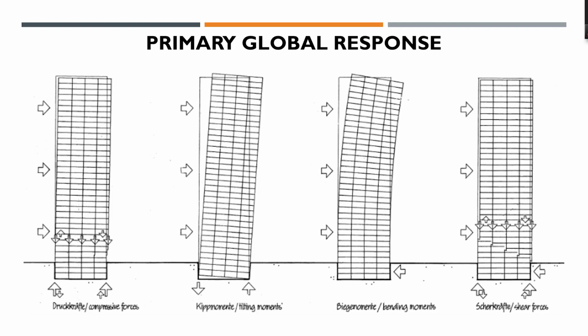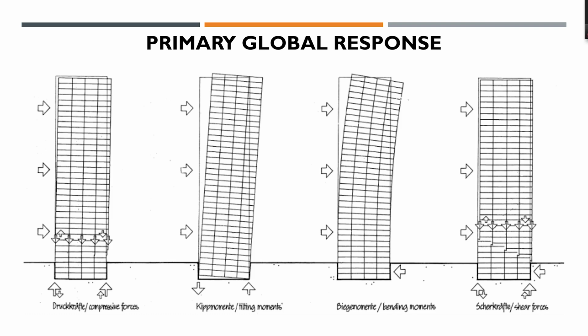So columns get axial forces up and down because of the total moment. And then you also get the total tilting of the building. So the building deforms in several ways. Please, it is very important for you to remember that a tall building will not deform in just one way.